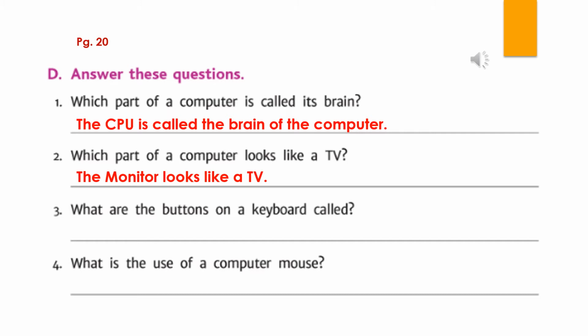The third question now. What are the buttons on a keyboard called? The buttons on the keyboard are called keys. So we have different alphabet keys, number keys, arrow keys, the space bar, the enter key. All these keys are there on the keyboard that help us to type whatever we want onto the computer.